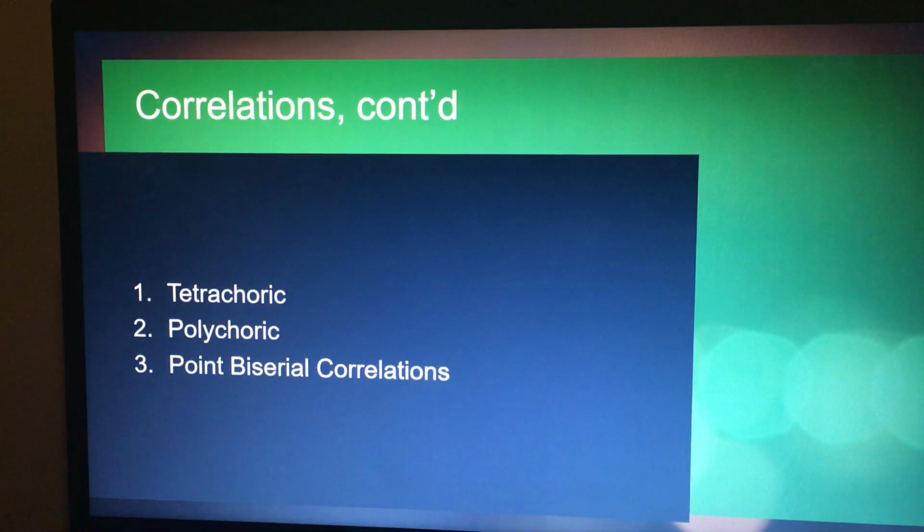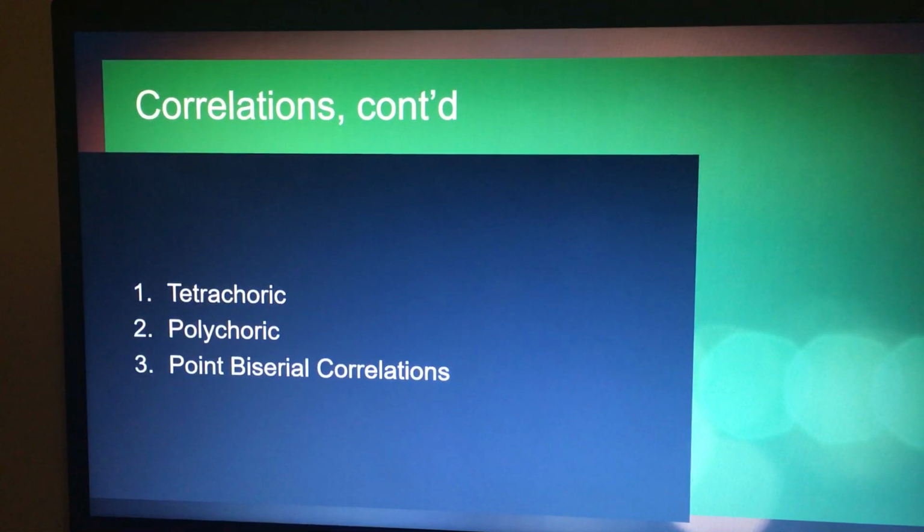Moving on to page 15. So the tetrachoric correlation is different from the phi correlation that we saw, in that the tetrachoric correlation is actually trying to estimate what Pearson's R would be if we had measured both variables on an interval or ratio continuous scale.